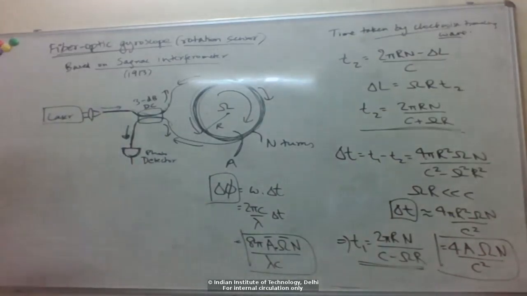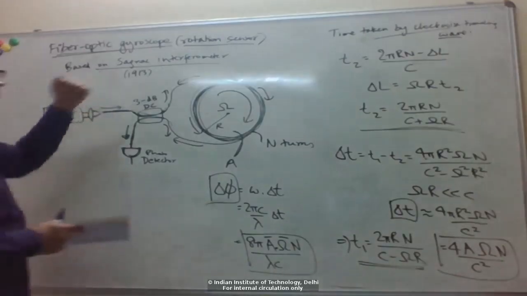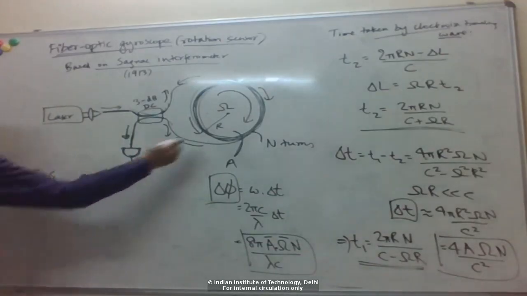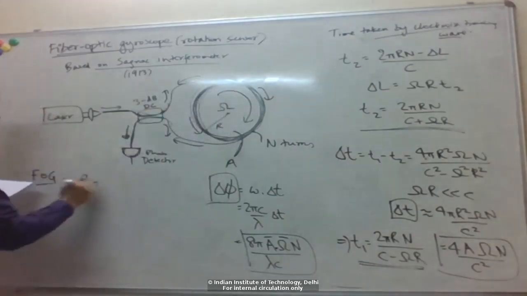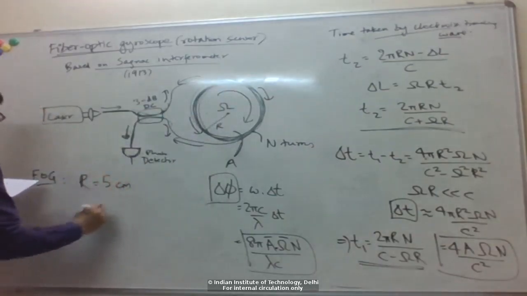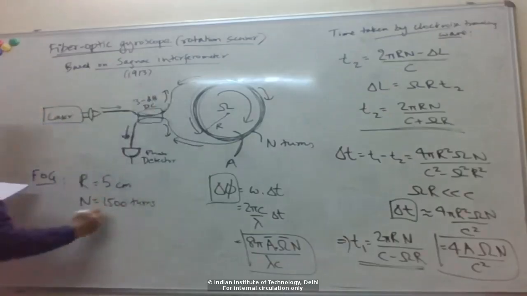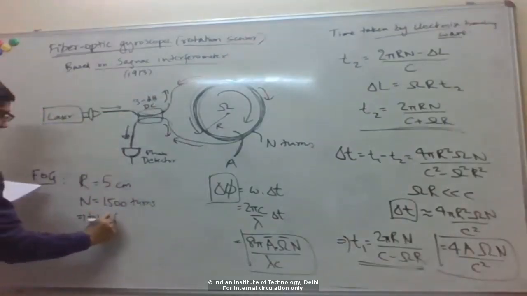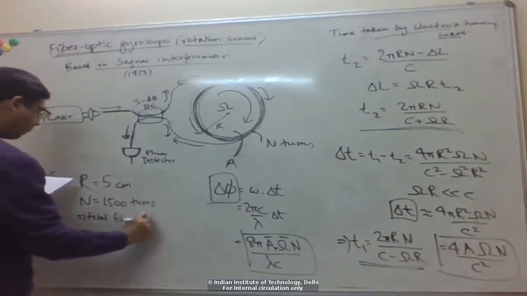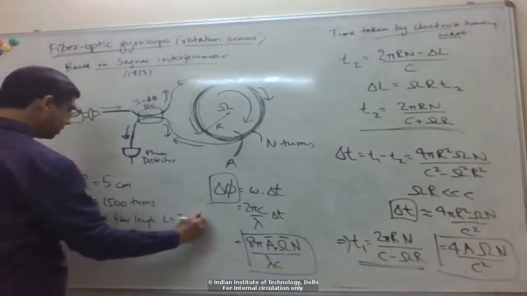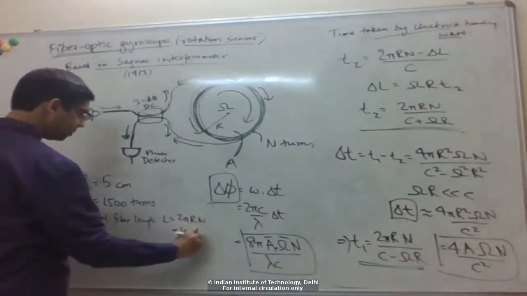Right, so we can use this formula for the phase shift for our fiber optic gyroscope. For example, consider a fiber optic gyroscope where the fiber is wound into a spool of radius 5 centimeters. Let's say we have 1500 turns of the fiber around this. So this gives me a total fiber length of 2 pi r times N, which comes out to be about 470 meters.